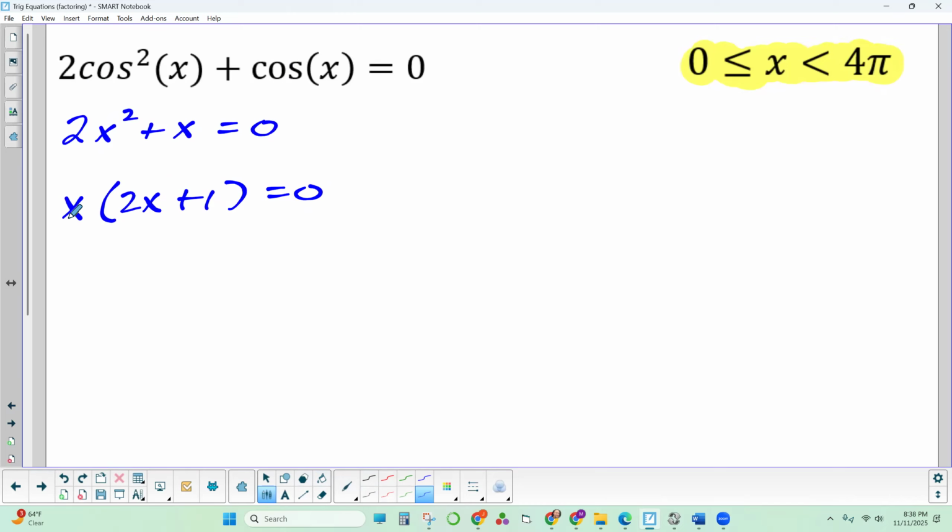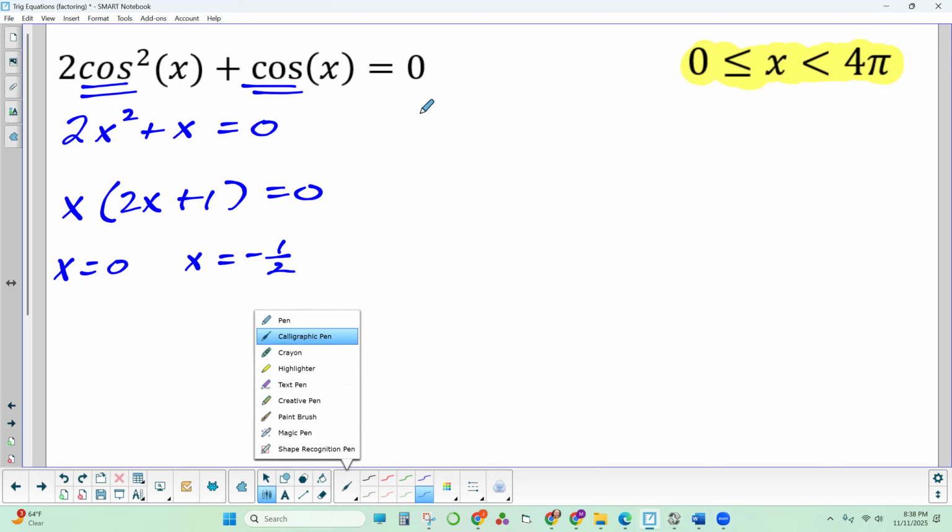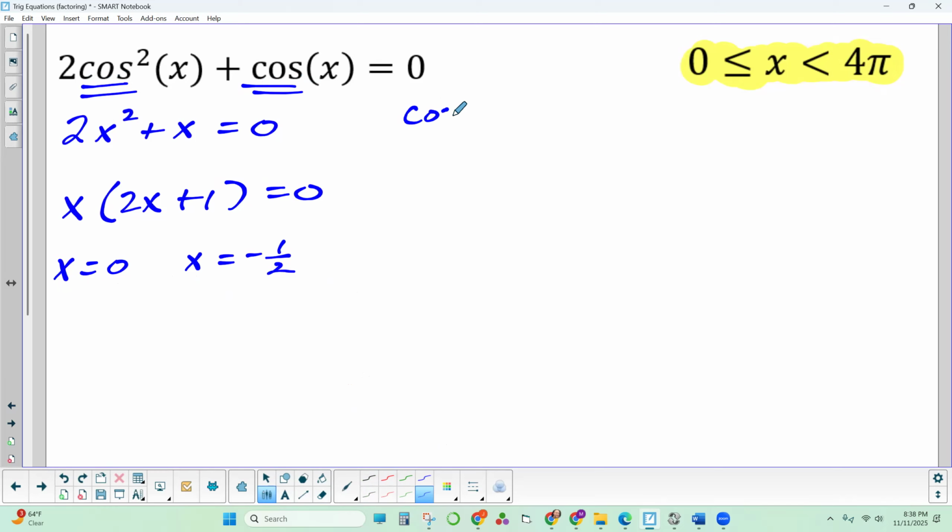So now that it's factored, I'll set my factors equal to 0, and I get x equals 0 and x equals -1/2. But this is not an algebraic equation, this is a trig equation, so I do need to substitute back cosine, which I removed at the beginning. So this isn't x equals 0, this is cosine x equals 0. And this is cosine x equals -1/2.